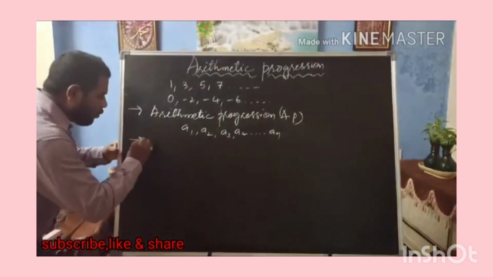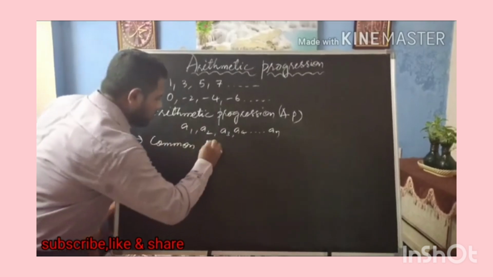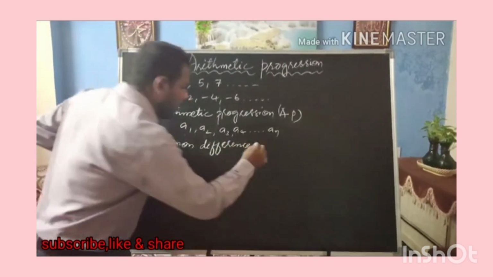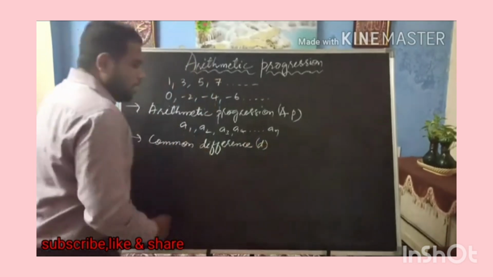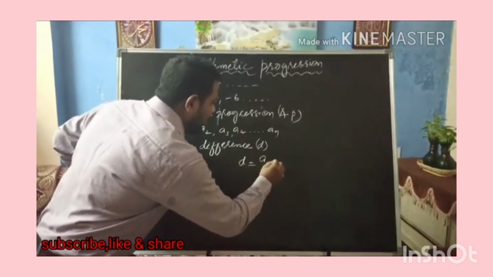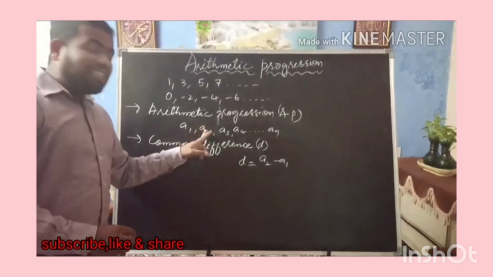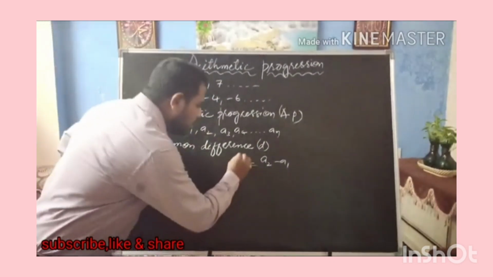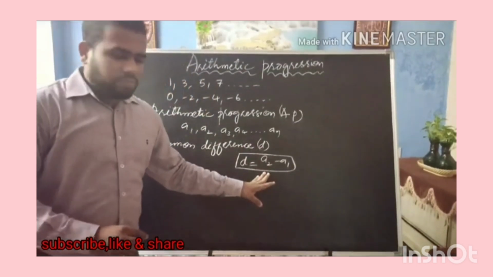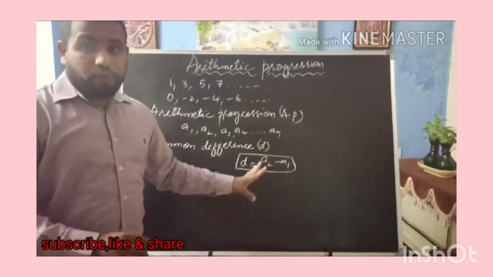Let us see what the common difference is here. Common difference is denoted by the small letter d. Common difference is nothing but the difference between a term and the preceding term. It means the difference between the second term and the first term is called the common difference. It is really very important to know the use of common difference.